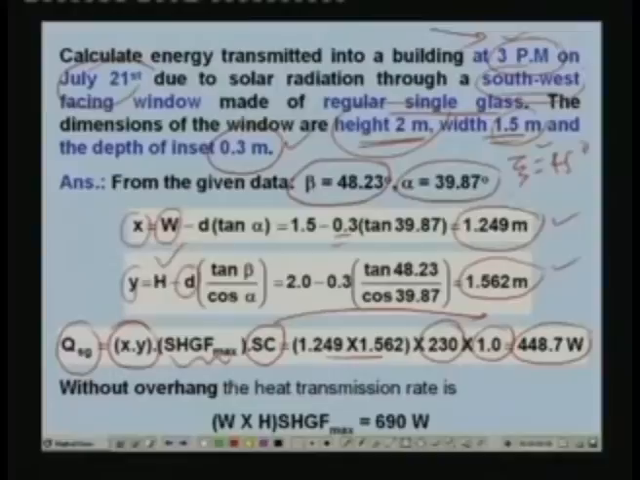If you do not use the overhang, you will find that the energy transmitted is W into H into SHGF max, that is 690 watts. So, you can see that with the overhang it is about 449, without overhang it is 690. So, there is a considerable reduction in the energy transmitted into the building because of the overhang. So, overhang is beneficial, right.